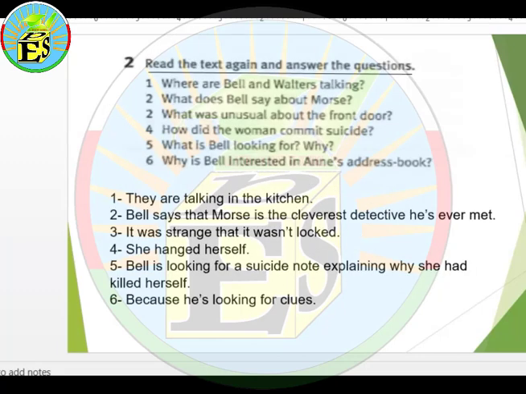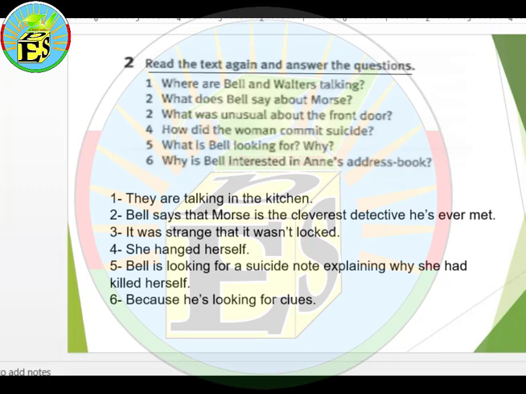Number 1. Where are Bill and Walters talking? They are talking in the kitchen. Number 2. What does Bill say about Morse? Bill said that Morse is the cleverest detective he's ever met. 3. What was unusual about the front door? It was strange that it wasn't locked. Number 4. How did the woman commit suicide?